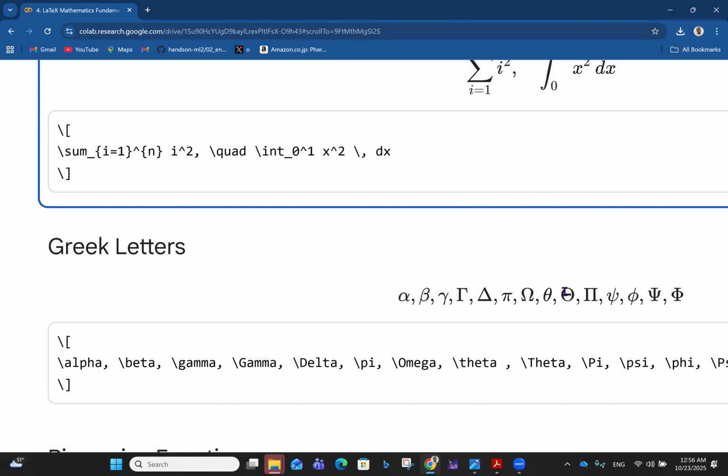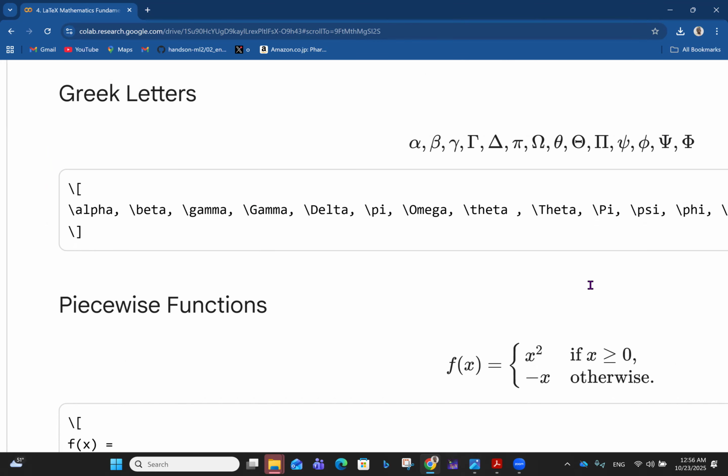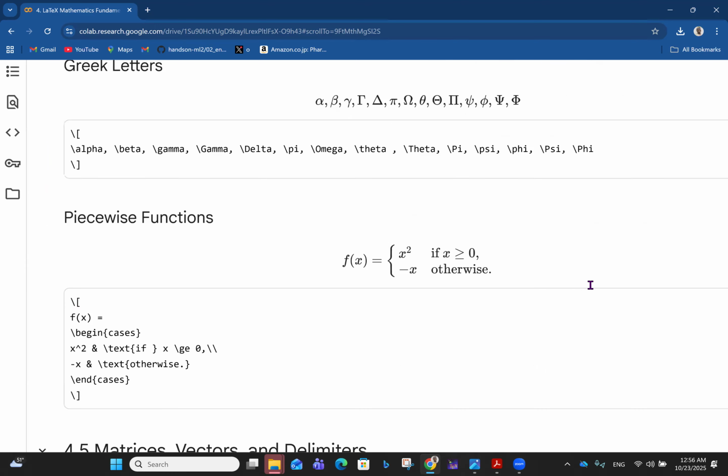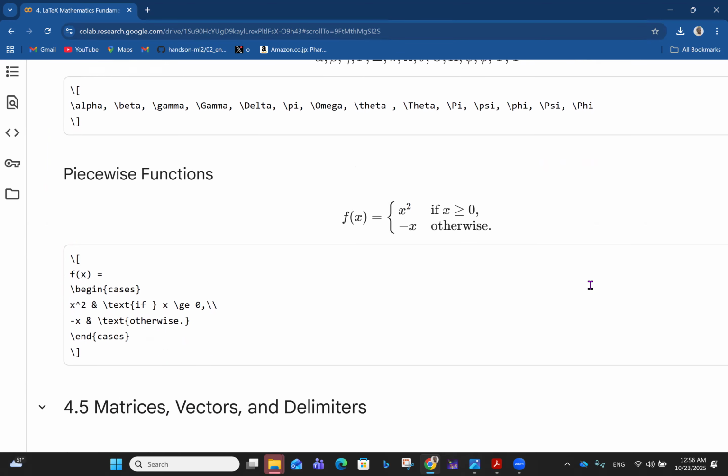So we can see this rendered directly. So alpha, beta, gamma, delta, pi, omega, theta, big theta, this is big pi, this is psi, phi small, and this is psi phi big, like that. Okay. So interestingly, in the next video, I'll be focusing basically on some mathematical symbols, I believe.